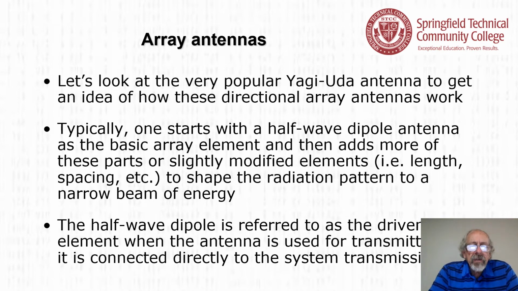So let's look at the popular Yagi antenna to get an idea of how these directional array antennas work. Typically, one starts with a half-wave dipole antenna as a basic array element, and then adds more of these parts or slightly modified elements, that is, the length or spacing might change, to shape the radiation pattern to a narrow beam of energy. Now, we refer to the half-wave dipole element as a driven element when the antenna is used for transmitting and is connected directly to the system transmission line.